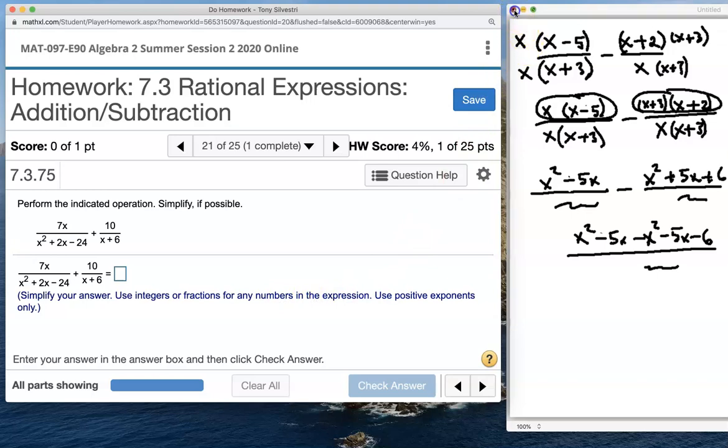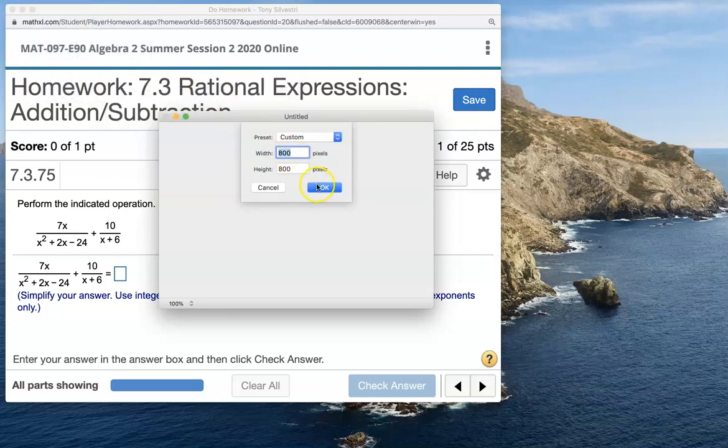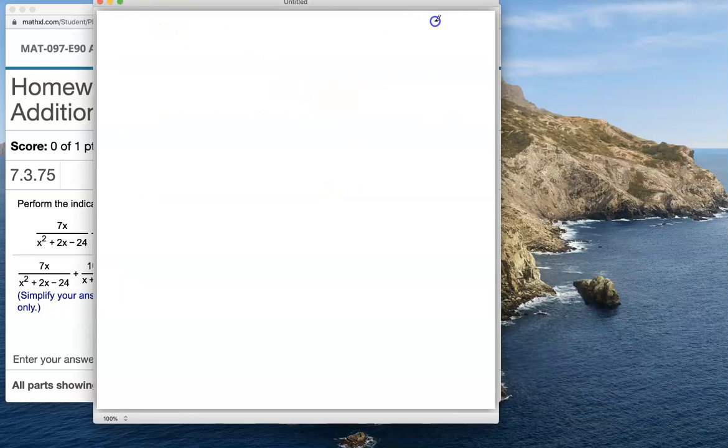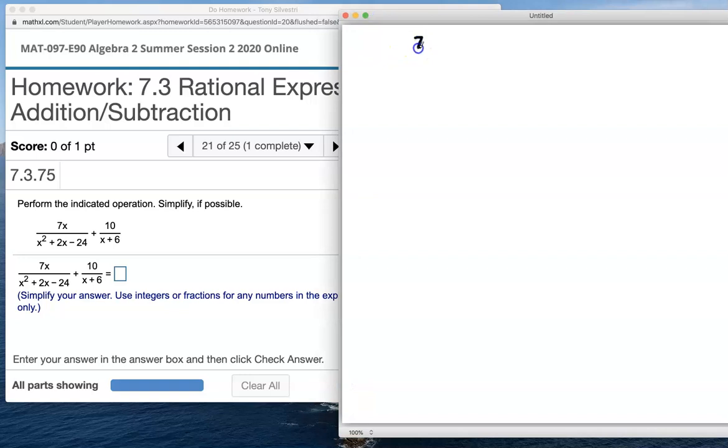Okay, let's go over here and say, don't save this. Let's say File, New. Okay, start off with a nice blank slate and copy the problem. This is x squared plus 2x minus 24 plus 10 over x plus 6.